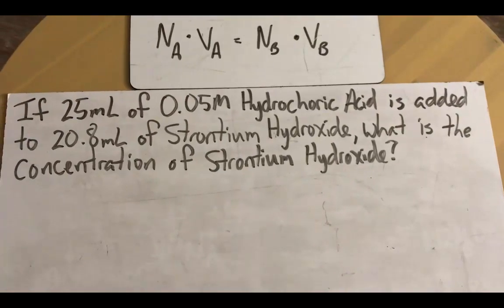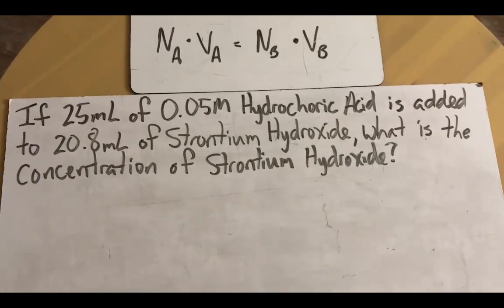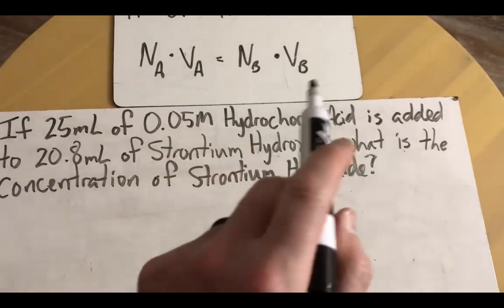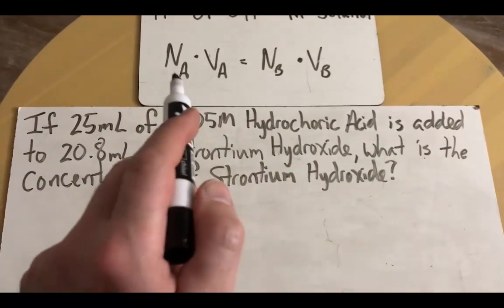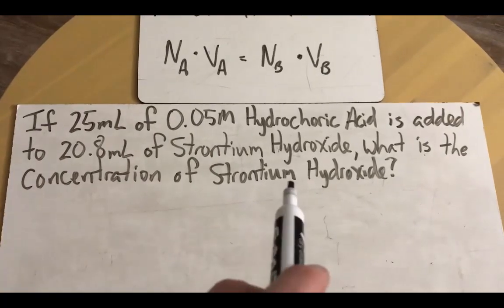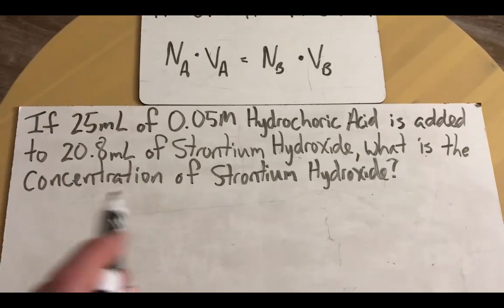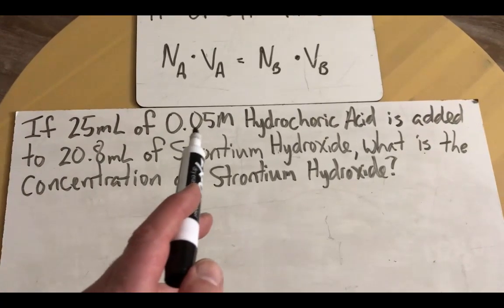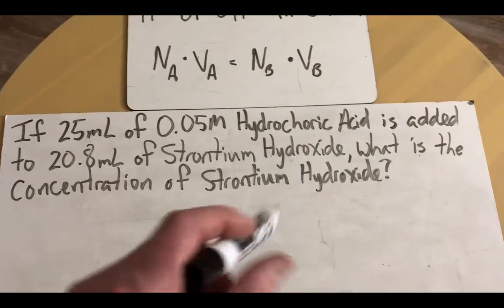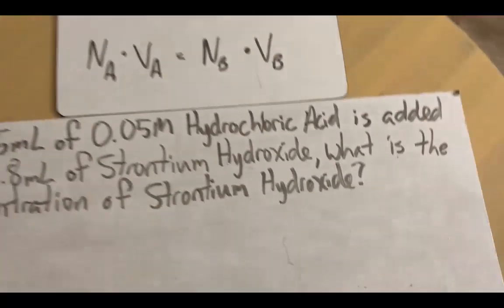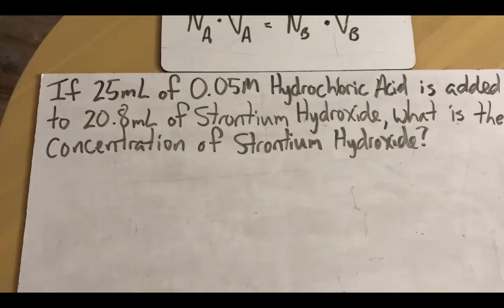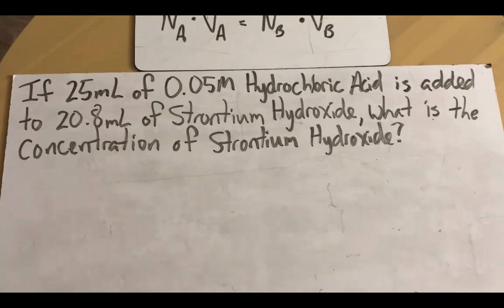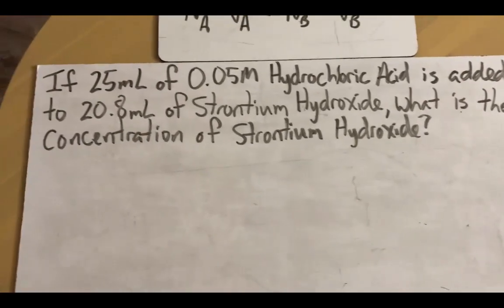Okay, here's another sample question. Now we're solving for a concentration, okay? So I'm going to be using this normality to solve for the normal, and then we have to reverse and change it to molarity because that's what concentration is. So if 25 milliliters of 0.05 molar hydrochloric acid is added to 20.8 milliliters of strontium hydroxide, what is the concentration of strontium hydroxide?